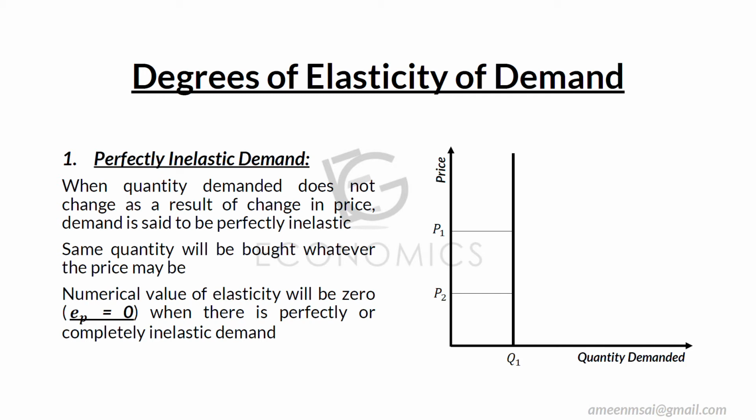So what will be the numerical value? The numerical value of elasticity will be 0. That is, EP is equal to 0 when there is perfectly or completely inelastic demand. As you can see in the figure, the demand curve will be vertical. It will be a straight line from top to bottom, and when the price changes, the quantity doesn't change. Price changes from P1 to P2, but the quantity demanded doesn't change. That is perfectly inelastic demand.